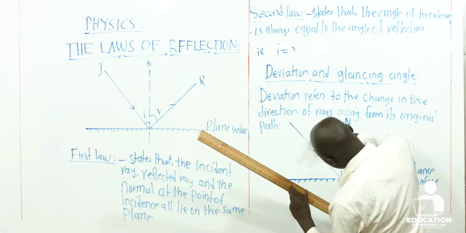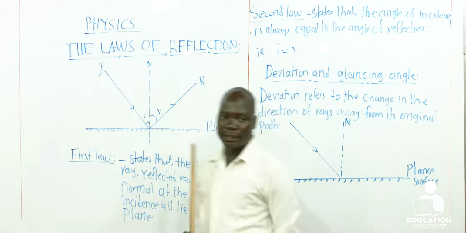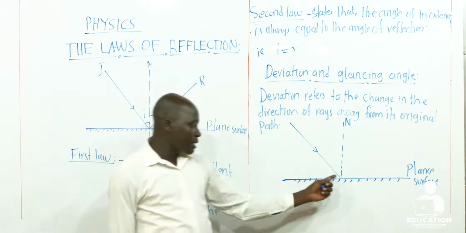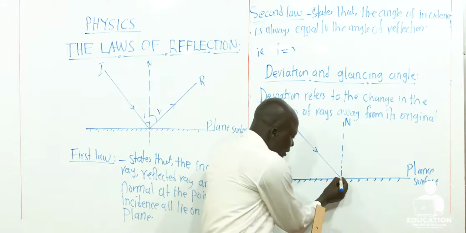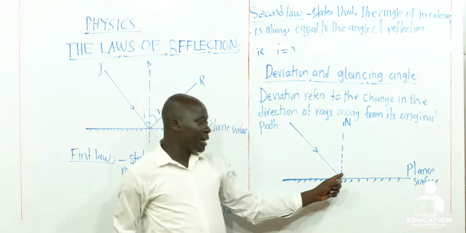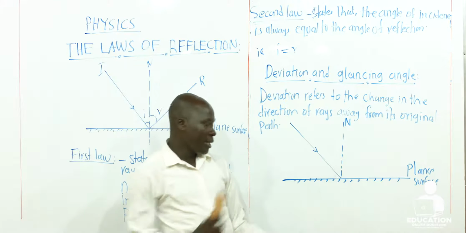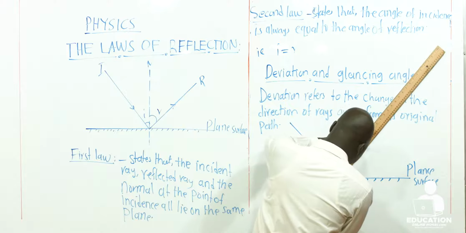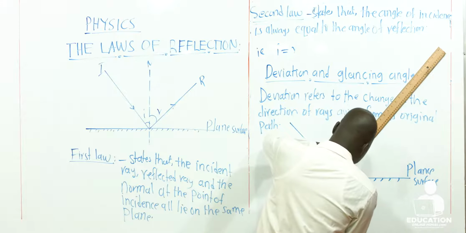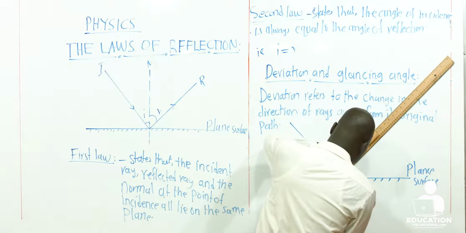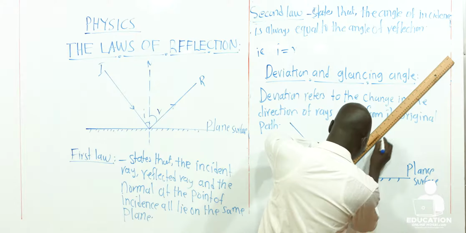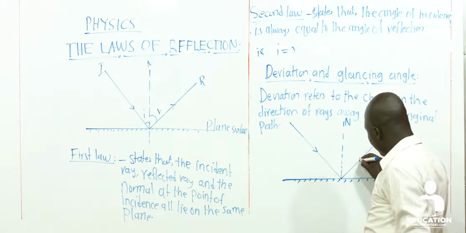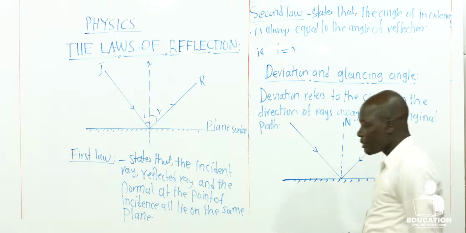So this ray of light is from a distant object or from a certain object. So when this ray touches the reflecting surface, this ray is going to be reflected in this direction. It will be reflected in that direction from the point of incidence. That is the point where the ray touches the reflecting surface.